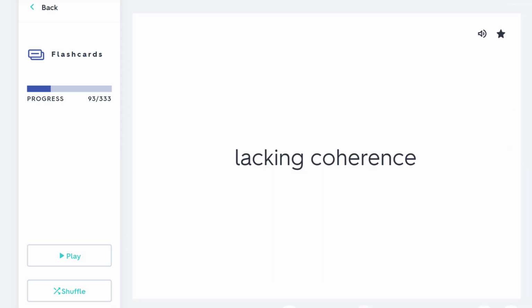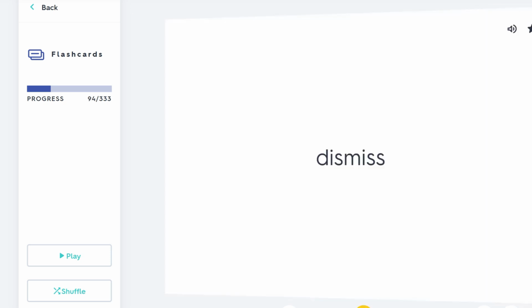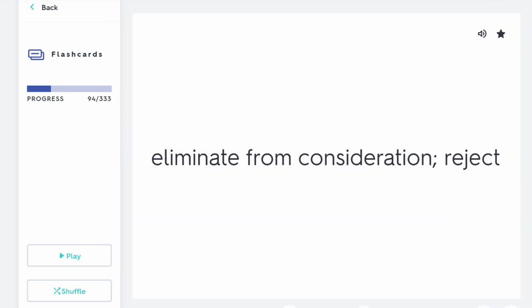Disjointed. Lacking coherence. Your plan is disjointed. You've got him going over there, her going over there, but they don't even work together. It lacks coherence. The joints are all over the place. Things don't collaborate. It's disjointed. Dismiss. Eliminate from consideration, reject. He was quickly dismissed and fired from his position. Her argument was swiftly dismissed. They didn't even listen.